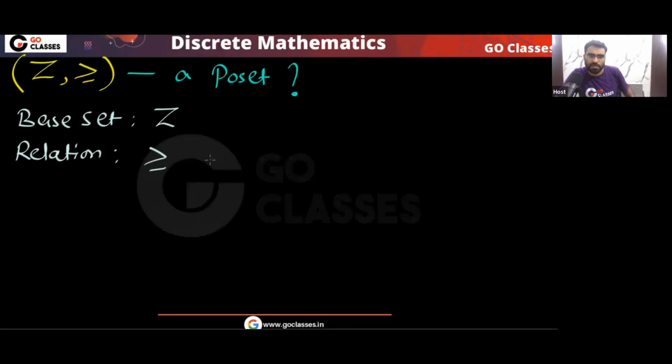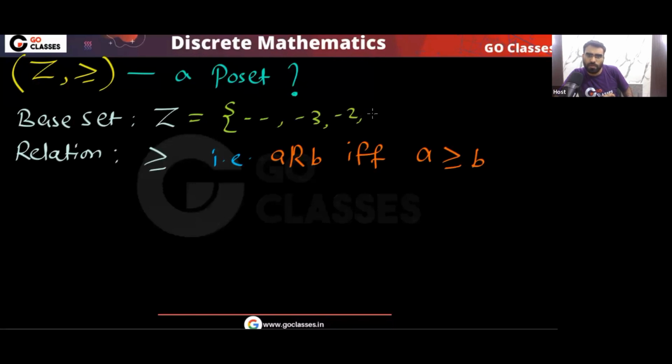What does that mean? That means A is related to B if and only if A is greater than or equal to B. So this is the relation we are defining, and your base set is the integers, which you already know. Now tell me what we need to do. Very simple. Is this relation reflexive? First you check whether this is a reflexive relation.